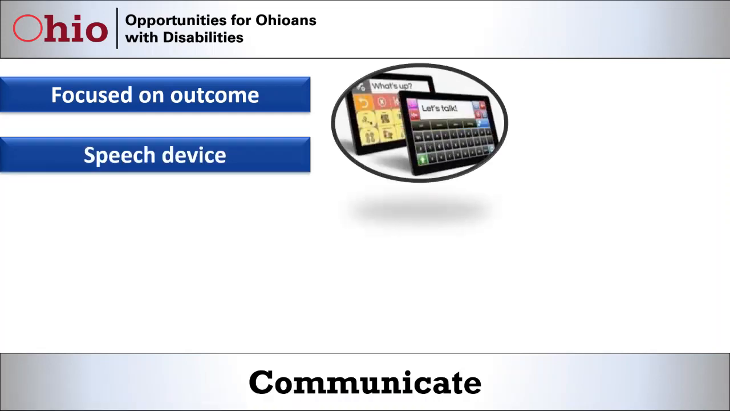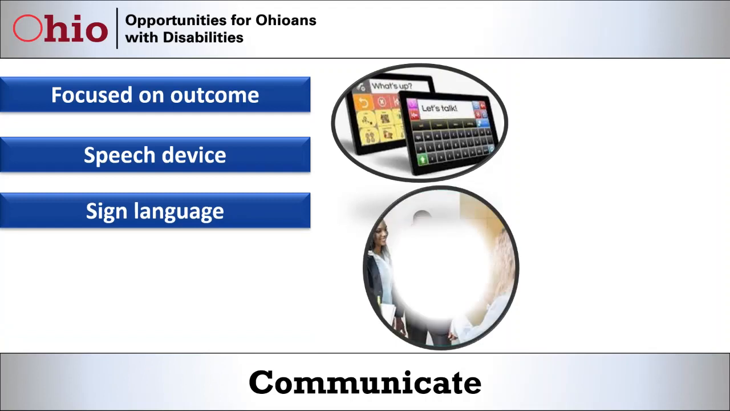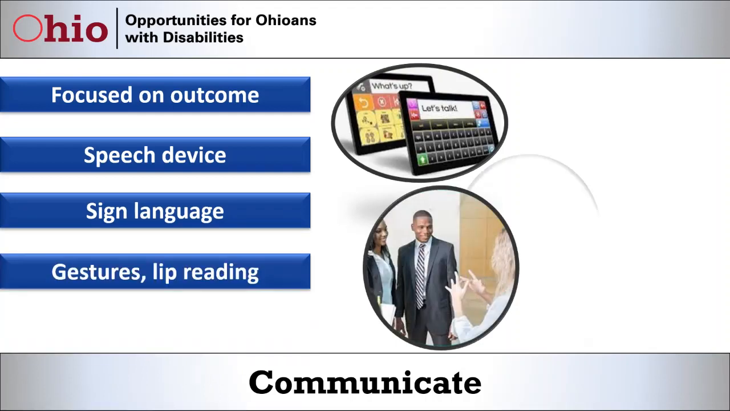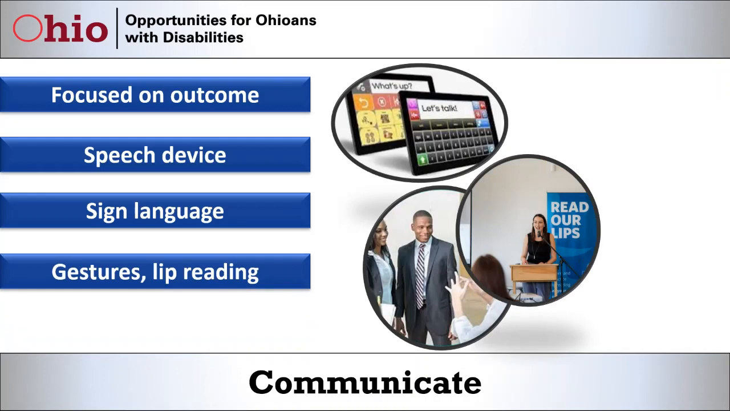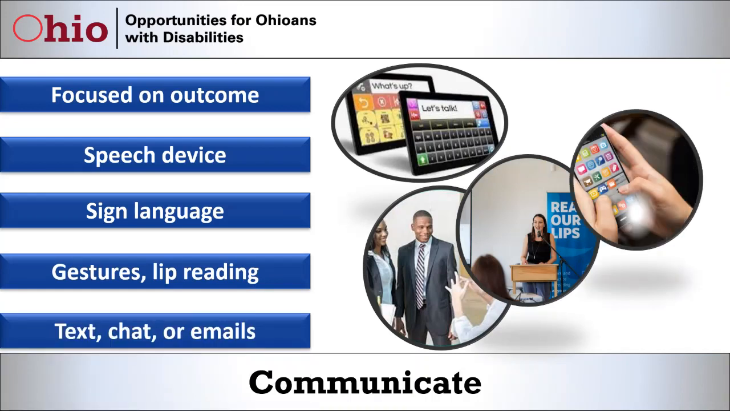Dustin, words like communicate and exchange information include more people because these words are focused on the outcome of the task, whereas words like talk or hear are focused on how to perform the task. There are many ways a person can communicate and exchange information at work. In addition to talking and hearing, a person could communicate by using a speech device, as you mentioned, but also through sign language interpretation, or the use of gestures and lip reading, or through written communications like text messaging or chatting through a virtual platform, or sending emails.